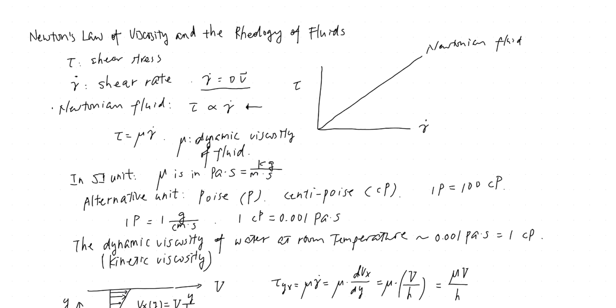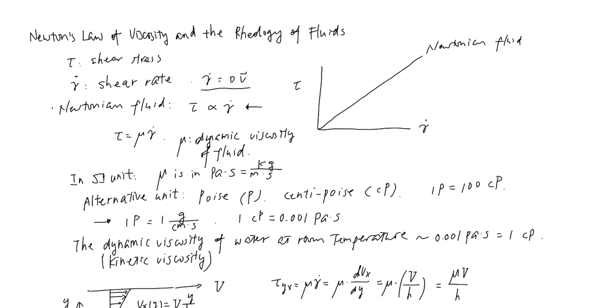Another popular unit is called poise. We use capital P. 1 poise is defined as 1 gram per centimeter per second. So it's in the gram centimeter second system. And you can convert these two. You can figure out that 1 centipoise is 0.001 Pascal second. The centipoise is just a 100th of a poise, so we call it centipoise. So 1 poise is 100 centipoise.